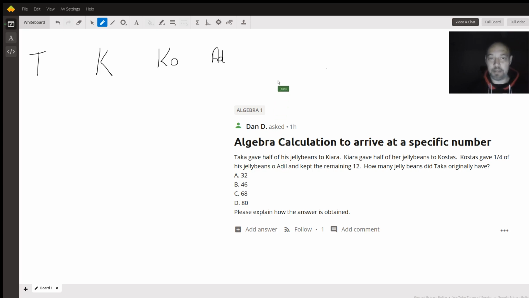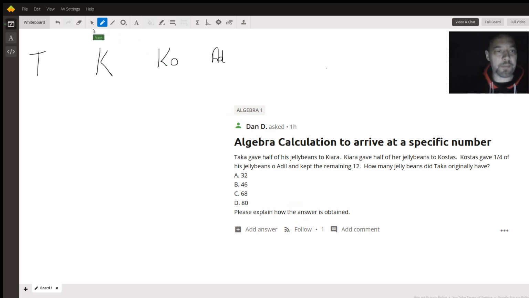He was Japanese. But anyway, Taka gave half of his jelly beans to Kiara. Kiara gave half of hers to Kostas. Kostas gave 1/4 of his to Adli. I can't tell if that's Adil or Adli. My eyes are not good. And kept the remaining 12. How many jelly beans did Taka originally have? Was it 32, 46, 68, 80? Please explain how the answer is obtained.